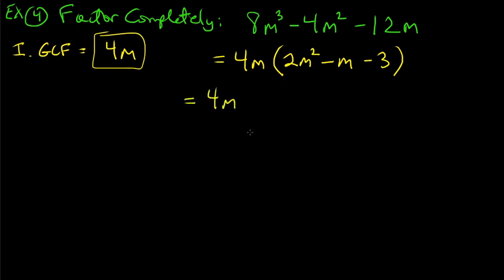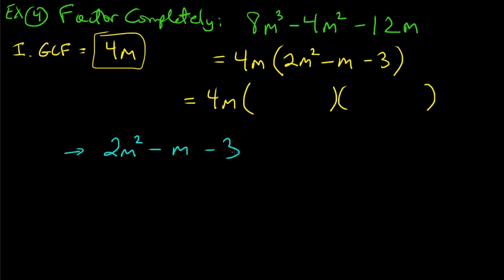So, right, that's probably not clear. At least not to me it isn't, right? So let's look at the 2m squared minus m minus 3 separately. Suppose that were the problem. How would you factor that?